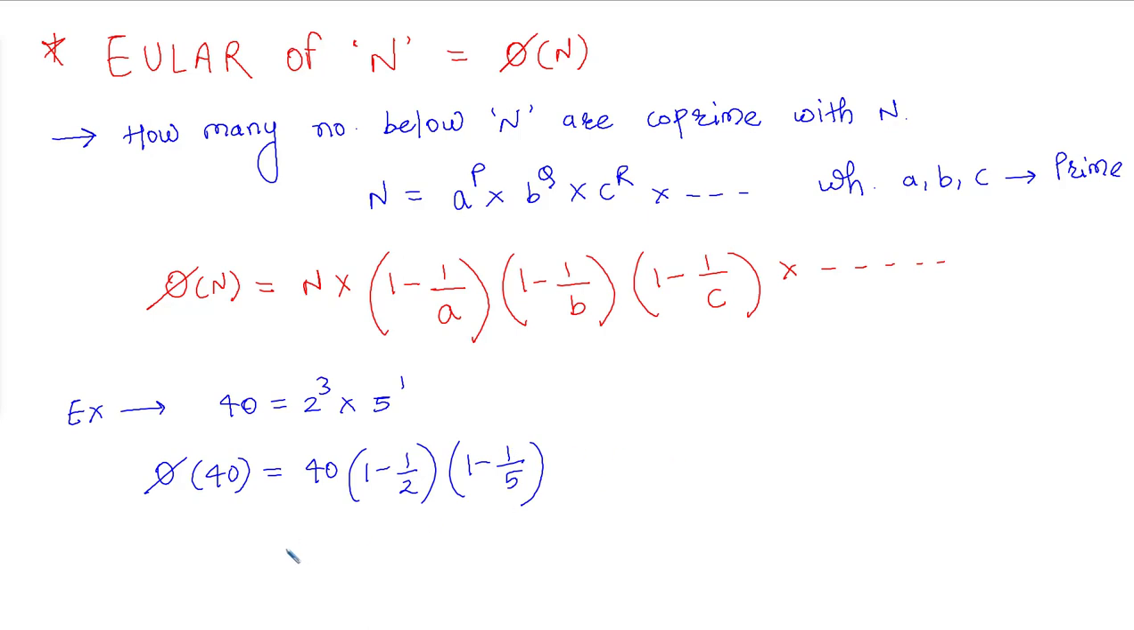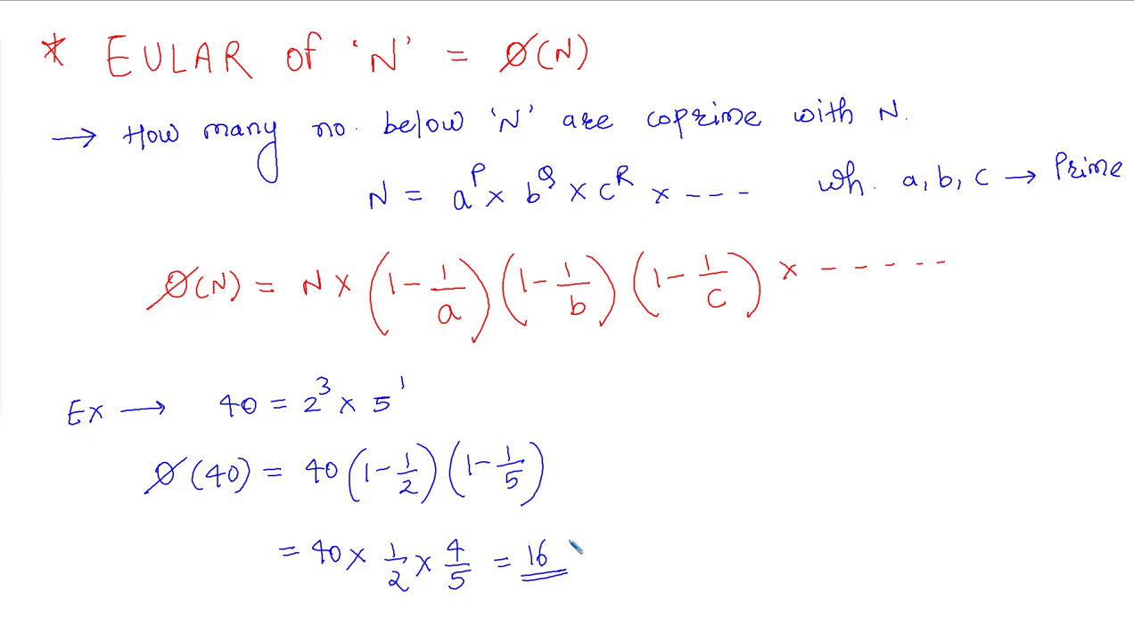So the Euler of 40 is going to be 40 into 1 by 2 into 4 by 5. That is going to be 16. So there are 16 numbers which are below 40 and co-prime with 40. This is how we can find Euler of a number, that is phi of n.